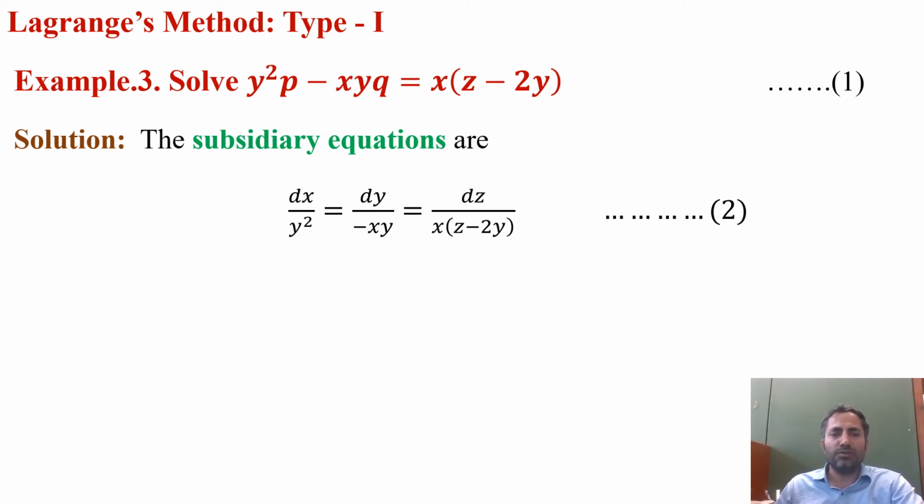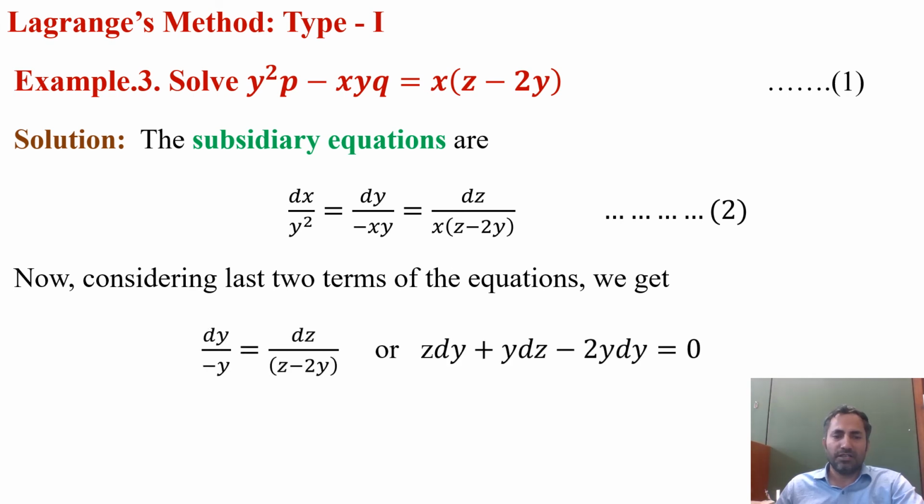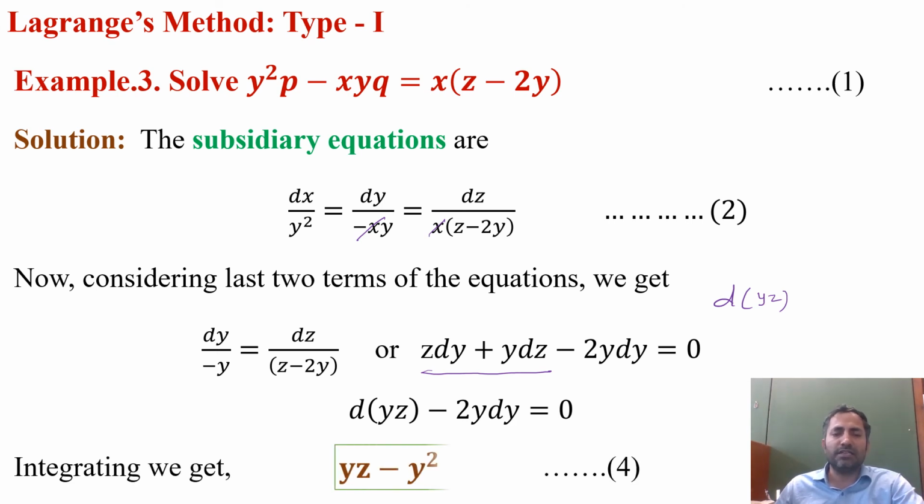Now what we can do here: we can see the x will be cancelled, it will be a function of y and z only. So the last two terms we can consider here, dy upon y, because x is cancelled here, and dz upon z minus 2y. Now simplify here: dy multiplied by z minus 2y and minus y multiplied by dz. So it is z dy plus y dz minus 2y dy. This z dy plus y dz we can write as d of yz. So d of yz minus 2y dy is 0. So by integrating, what we get is yz minus y square equals c2.